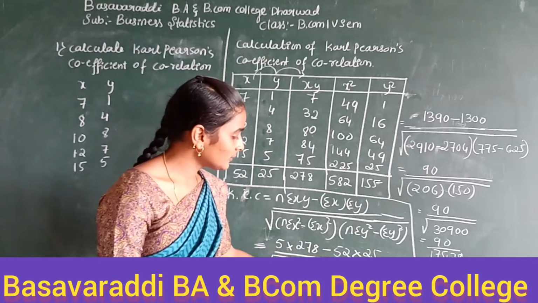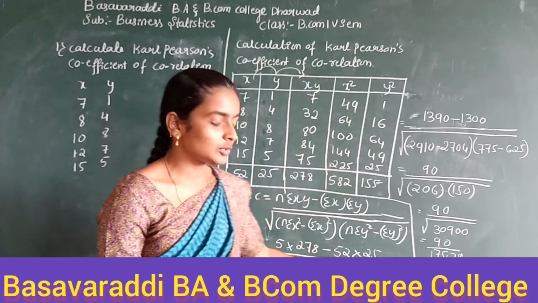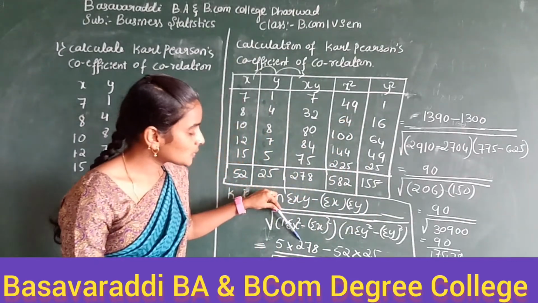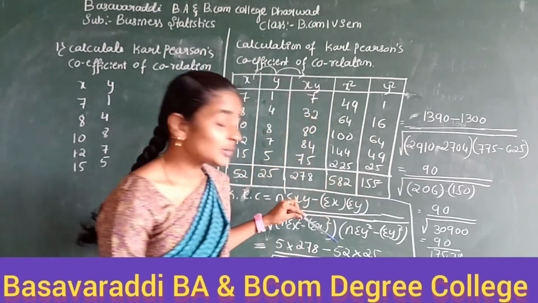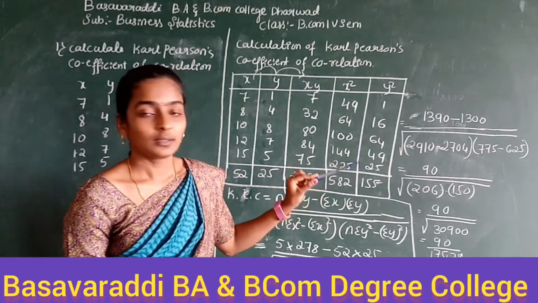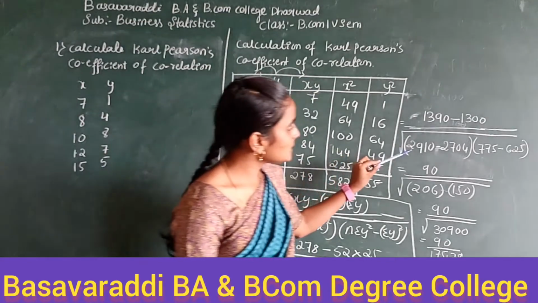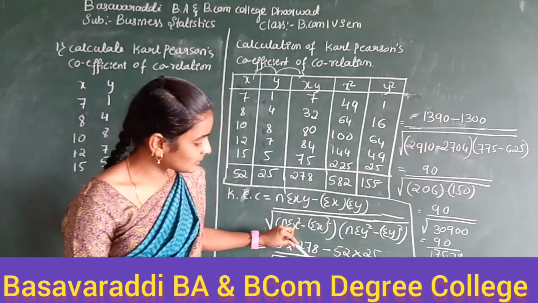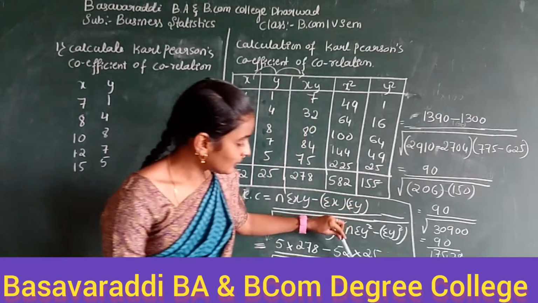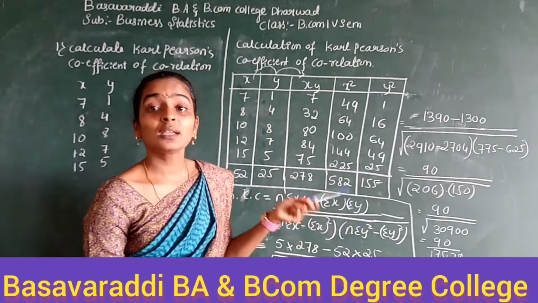Bracket, that is 5 summation y square, which is 155, minus summation y, which is 25 into 25, that squared. Next, 5 into 278, that is 1390, minus 52 into 25, that is 1300. Divided by square root of 5 into 582, that is 2910, minus 52 into 52, 2704, into bracket 5 into 125, that is 775, minus 25 into 25, 625.